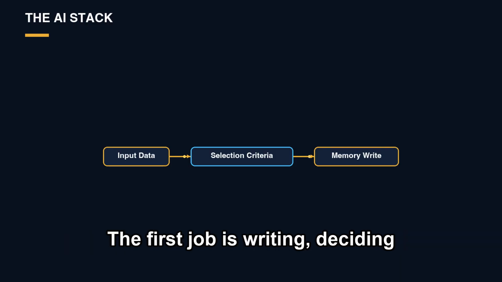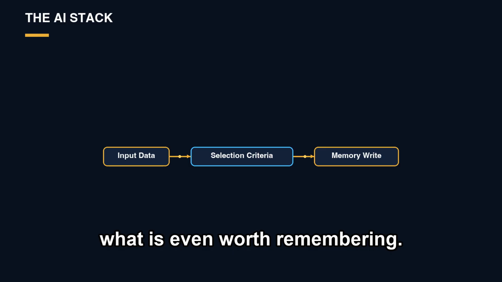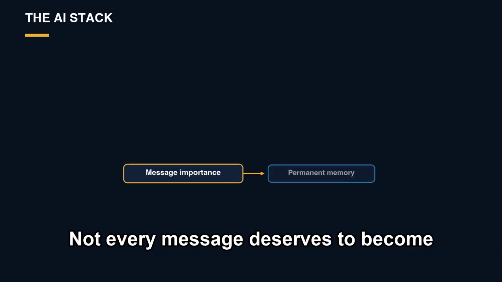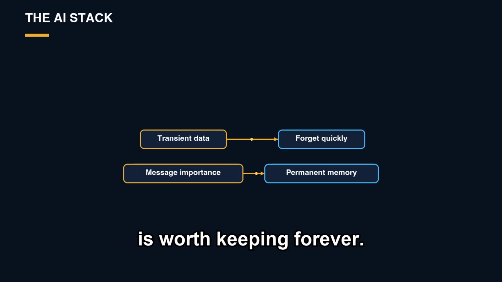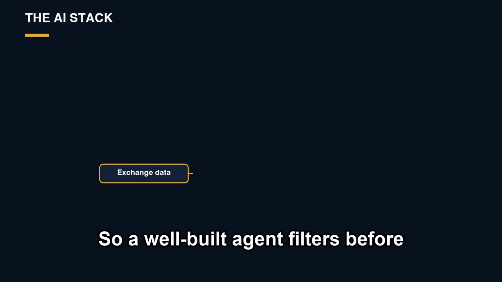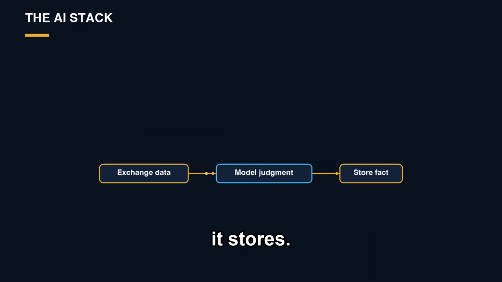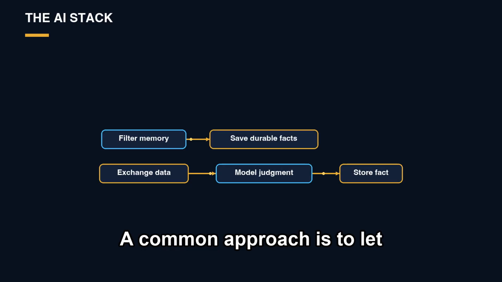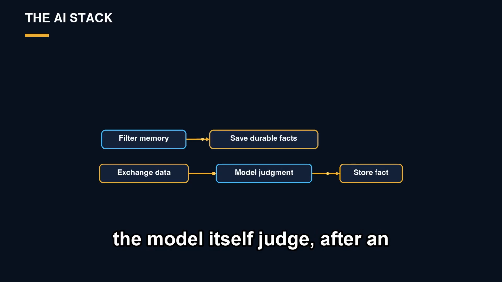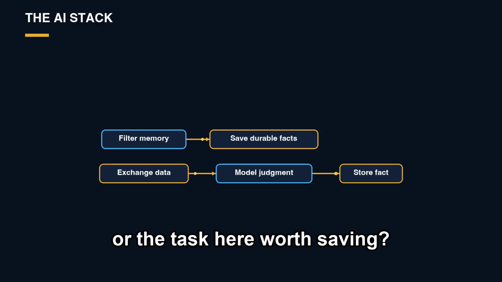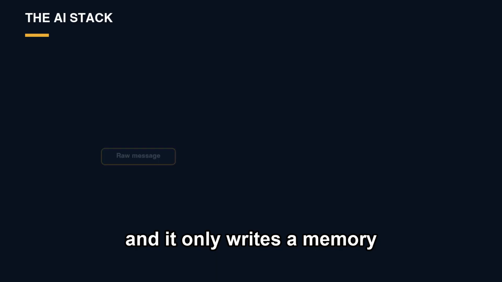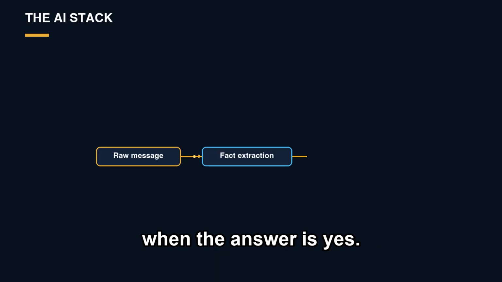The first job is writing, deciding what is even worth remembering. Not every message deserves to become a permanent memory. The fact that you are vegetarian is worth keeping forever. The fact that you said thanks is not. So a well-built agent filters before it stores. A common approach is to let the model itself judge. After an exchange, it quietly asks, is there a durable fact about the user or the task here worth saving? And it only writes a memory when the answer is yes.